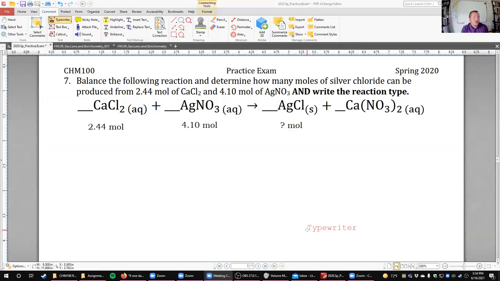All right. So this is our overall reaction. Sorry, I forgot to hit share screen. We're trying to figure out how many moles of silver chloride can be produced from this situation.